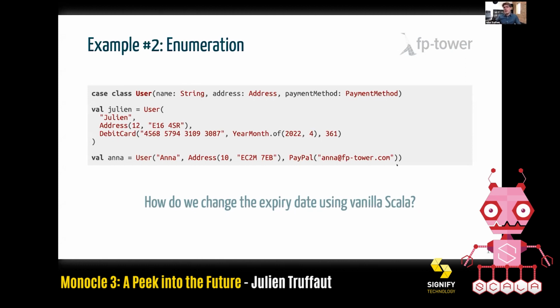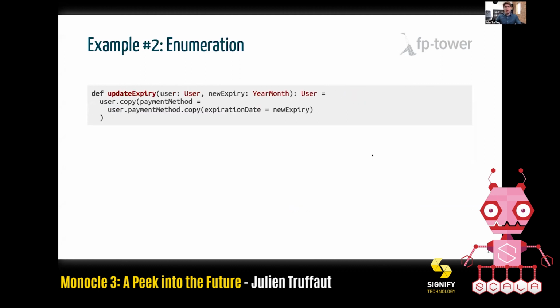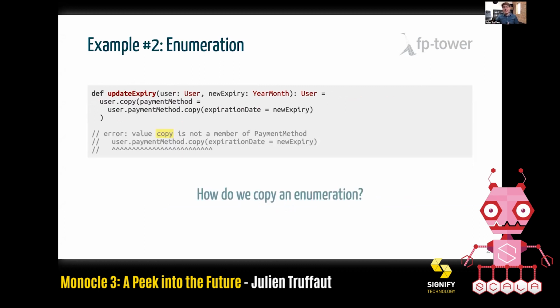So let's try to use the same techniques that we did before. Let's write a function that takes a user and a new expiry date. And let's copy the user, okay? And let's change the payment method by copying it over and changing the expiry date. Same thing. Well, the problem here is that it doesn't work because payment method is a sealed trait. Sealed traits don't have a copy method. It's only case classes that get it from the compiler. And it makes sense because, you know, if my payment method is a PayPal account, I can't change the expiration date inside. So the general question is, how can you copy enumerations?